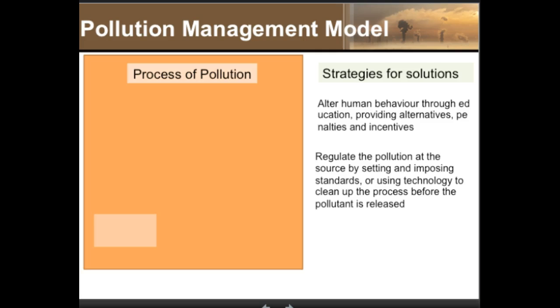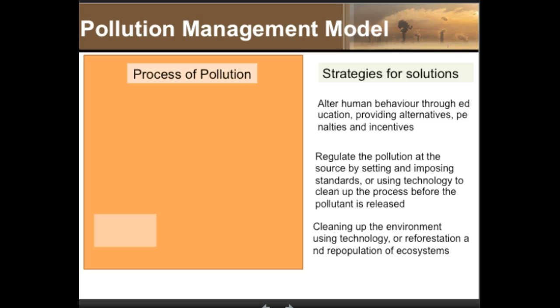And then you regulate pollution. That's your next strategy. If you can't get people's behavior to change, well, then you're going to have to regulate it at the source where the pollution is being emitted. So now you're going to look at technologies that clean up the process before the pollutant is released. If all of that fails, then you've got to clean up the environment from the pollution. So you perhaps have to use technology, or you've got to reforest. It depends on the type of pollution that you're dealing with. So every type of pollutant will follow this model.